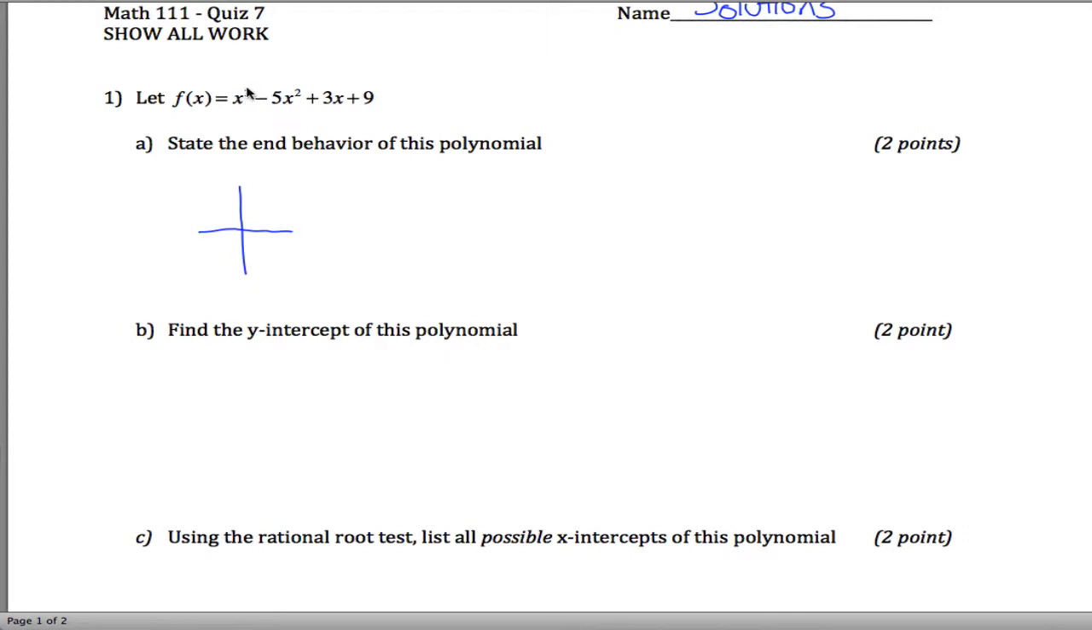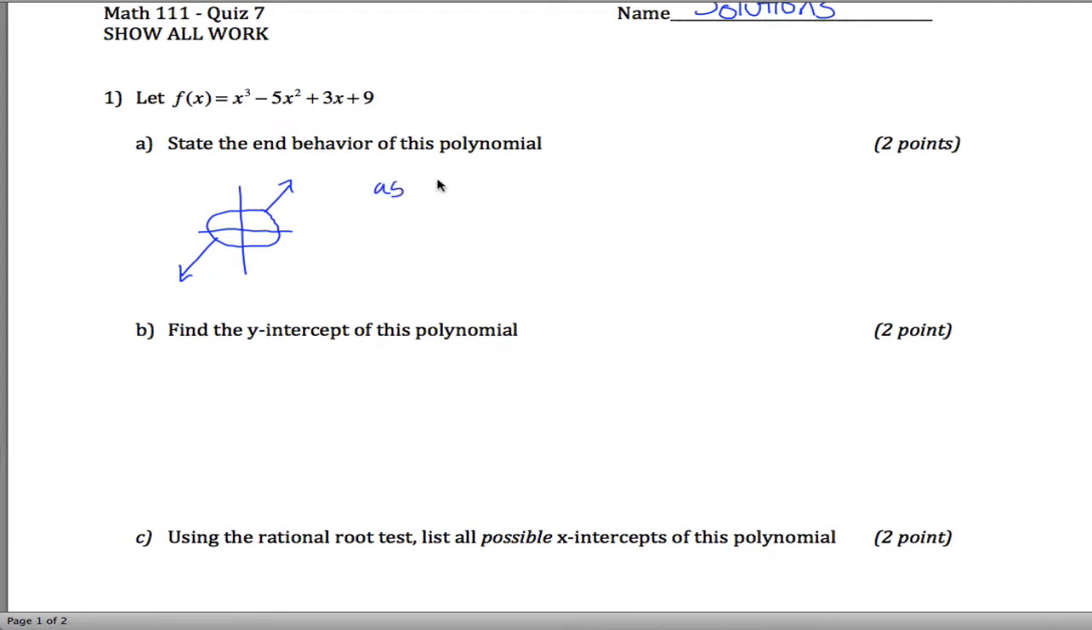Since this is an odd number, that means it goes in different directions when it goes to the right and when it goes to the left. So if it goes up here, it goes down here. And then look at the leading coefficient. Since there's a positive one here, what that means is it goes up when it goes to the right. So to recap, because this is a positive number, it goes up in this direction. Because this is odd, it goes in a different direction when it goes to the left. So since it went up this way, it goes down this way.